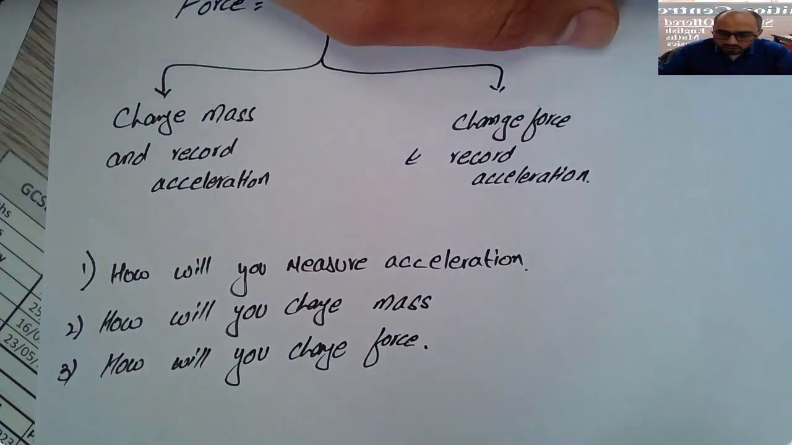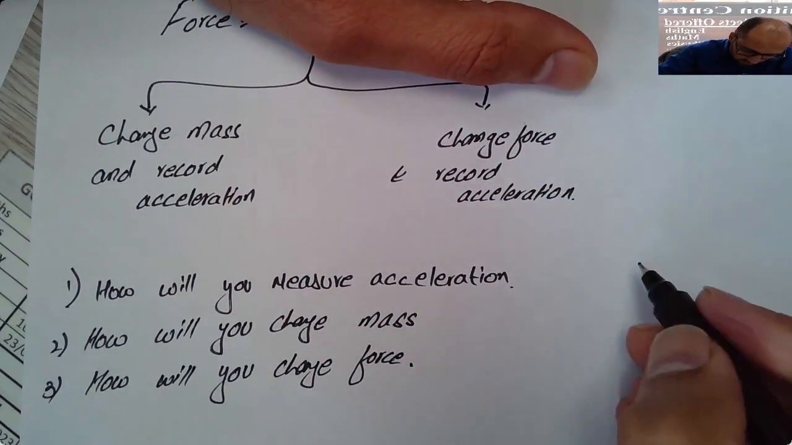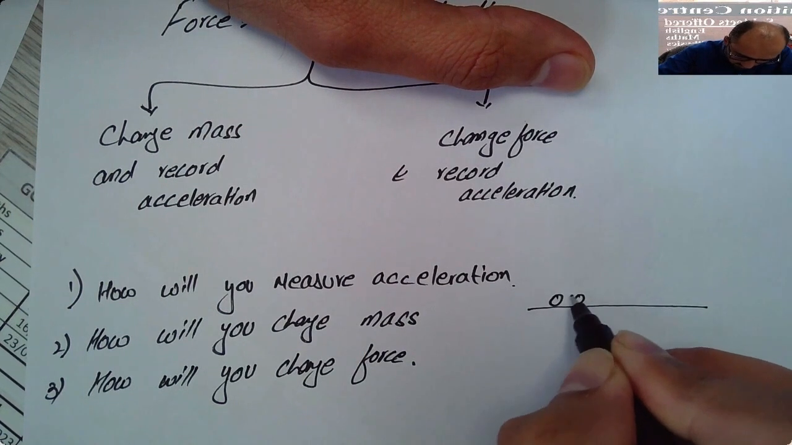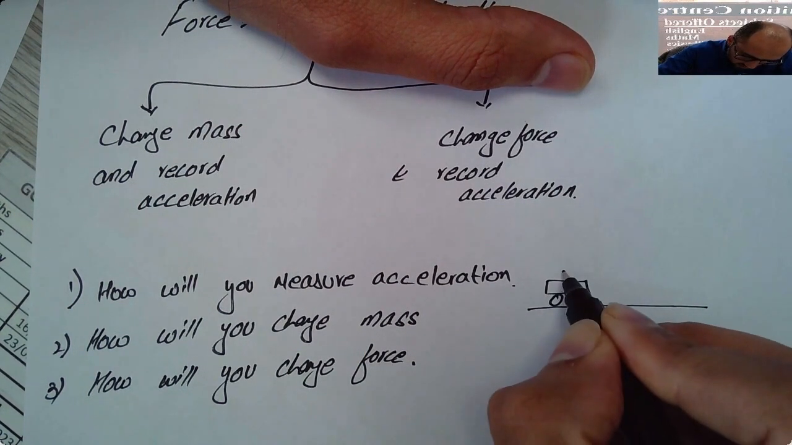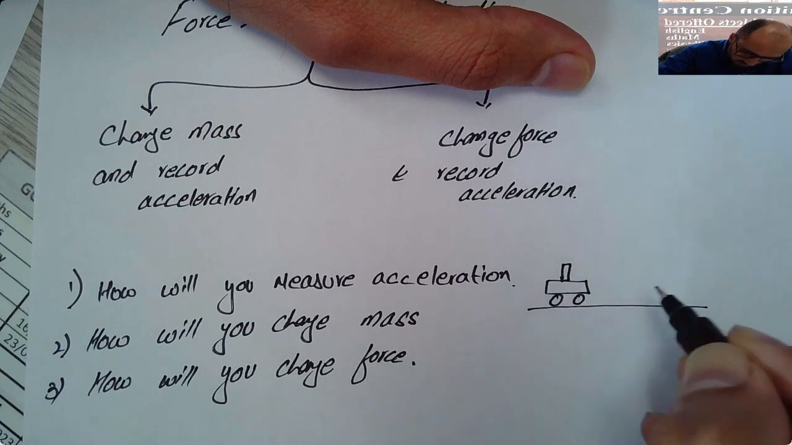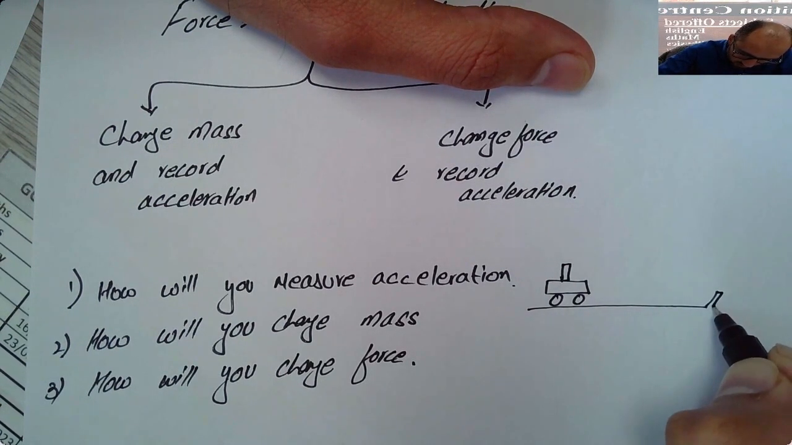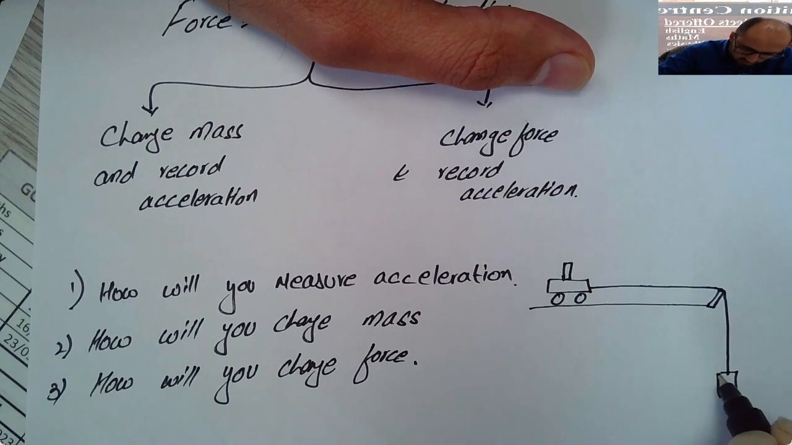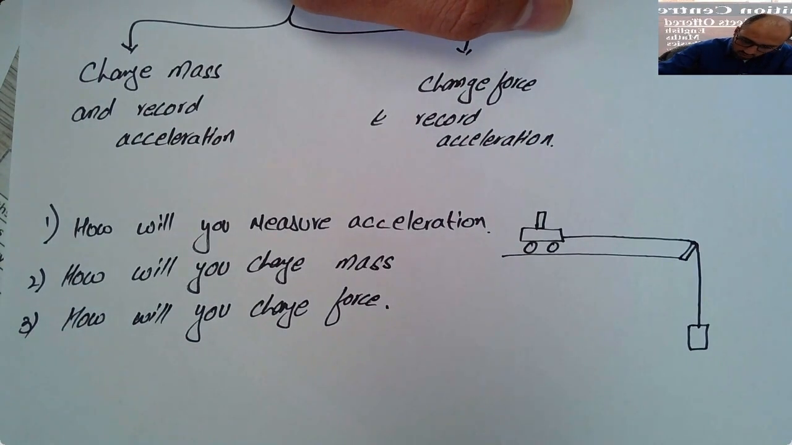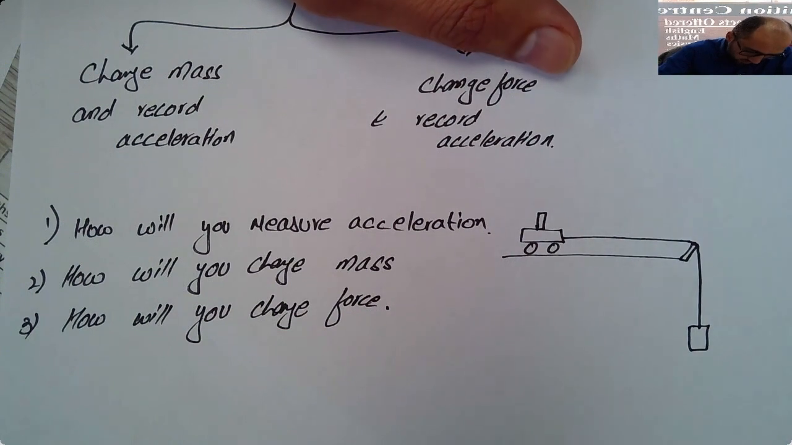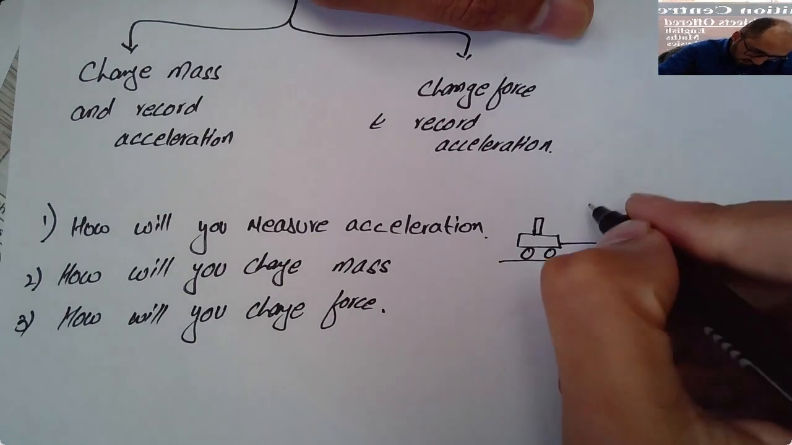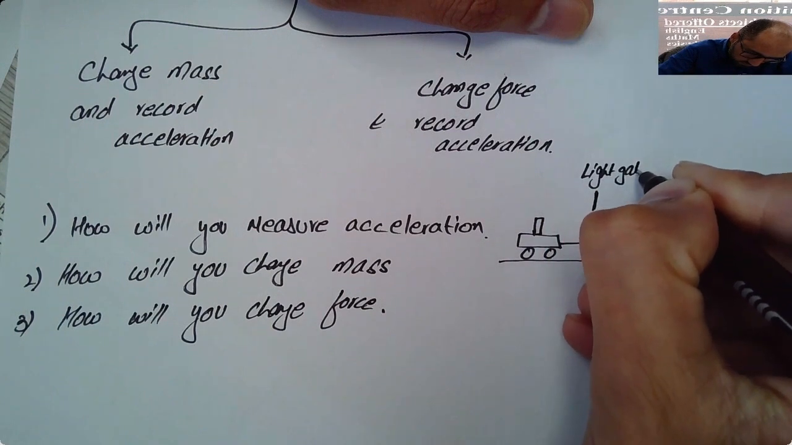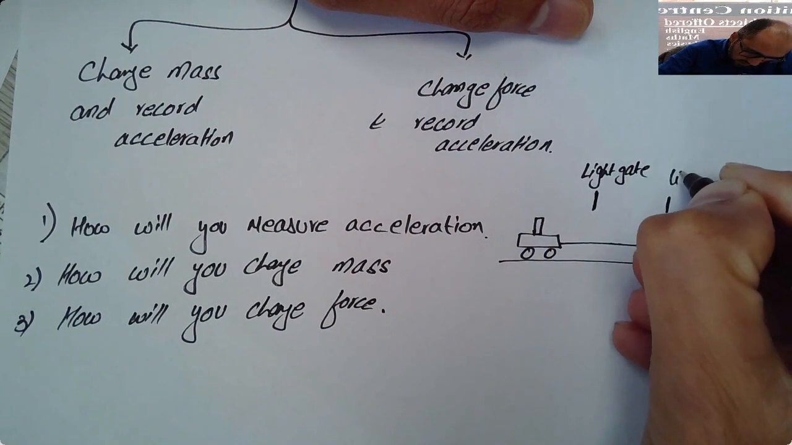Now the diagram that we use for this is similar to what we had for the acceleration, but in this case you'll have a trolley, and here we'll put masses. Here you will have a pulley, connected to the hanging mass, right? Now again, we'll need light gate 1 and another light gate.